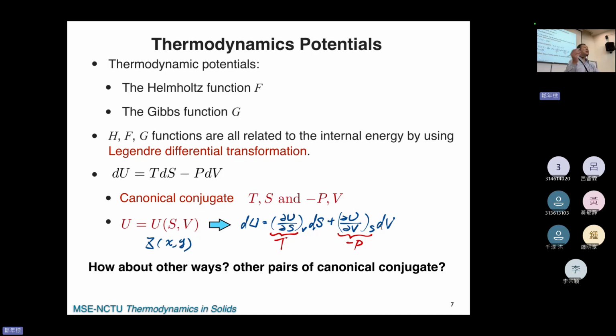So the minus PV is a work, right? Related to work. So remember, if we are talking about different material, we may have different work forms. Okay, so maybe you can treat B and M. What does that mean? Magnetic field and magnetization. Okay, and also the electric field and polarization. You see my P is quite different from the pressure P.